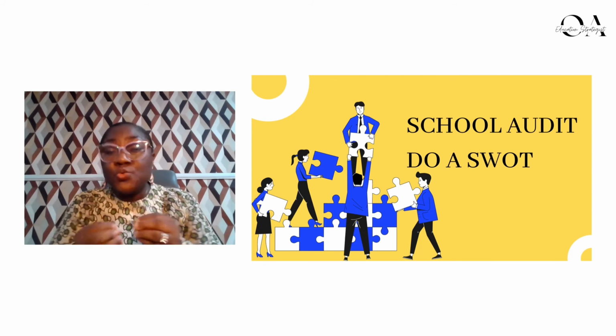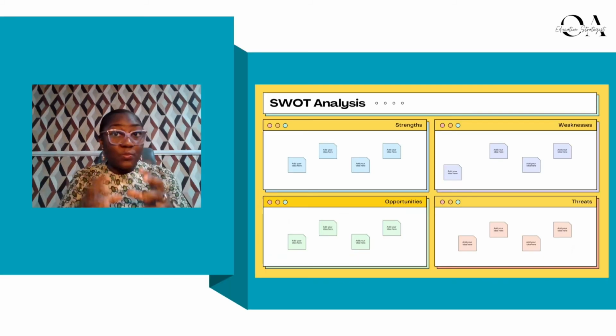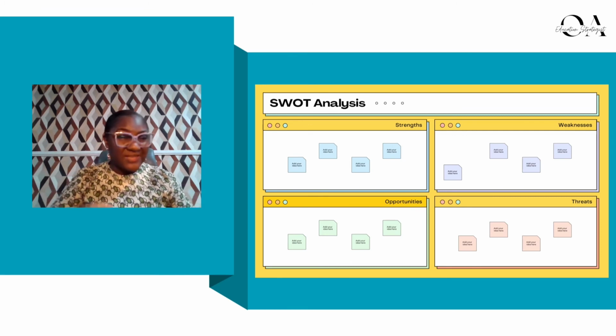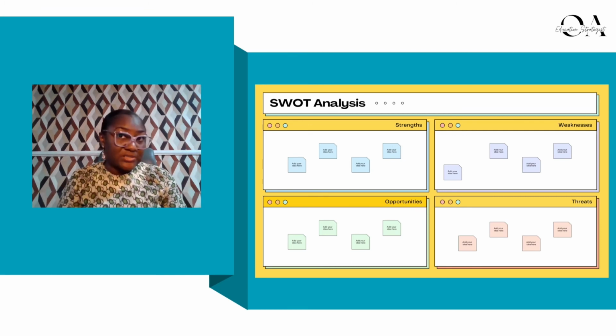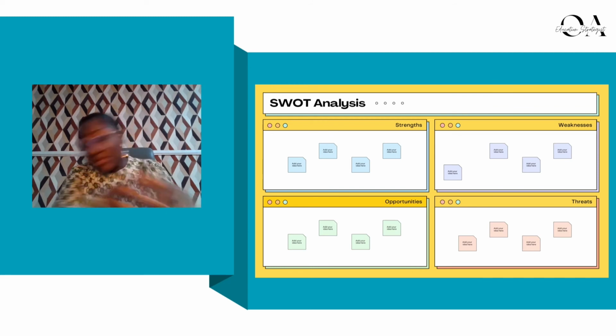Okay? Do a SWOT. And on the next slide, I'm going to show you what sort of SWOT you need to do. This particular slide shows you what a SWOT analysis is. What are your strengths, your weaknesses, your opportunities, and the threats that you have within your organization? You need to be able to answer those questions. If you don't, then you will have a problem, right?